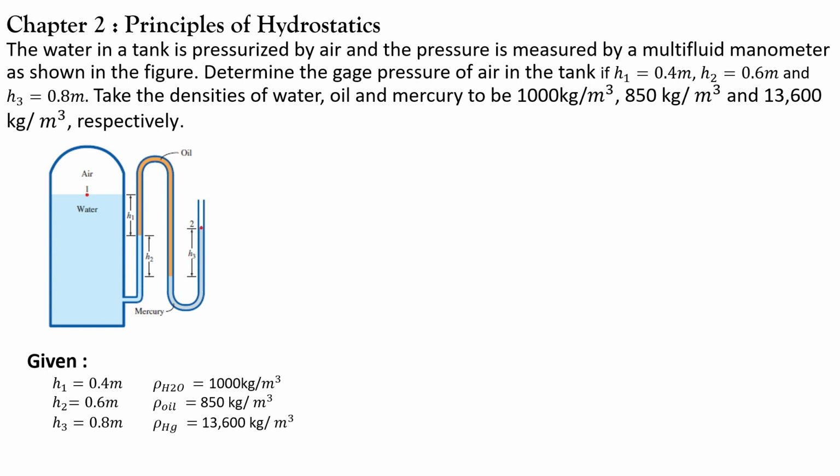Now we identify the formula we need. We have P gauge is equal to negative pressure of water minus pressure of oil plus pressure of mercury. If we arrange this, we will have gauge pressure is equal to positive pressure of mercury minus pressure of water minus pressure of oil. So how did we come up with this formula? Let us look back at our figure and the given values.